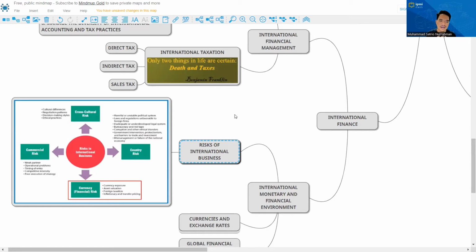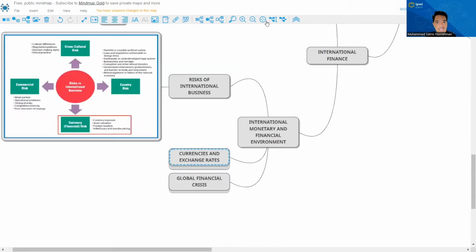The next is currency or financial risk. It's about currency exposure, asset valuation, foreign taxation, etc. And the last is commercial risk. It's about weak partners, operational problems, time of entry, competitive intensity, and poor execution of strategy. Now let's move to another topic, currencies and exchange rate.